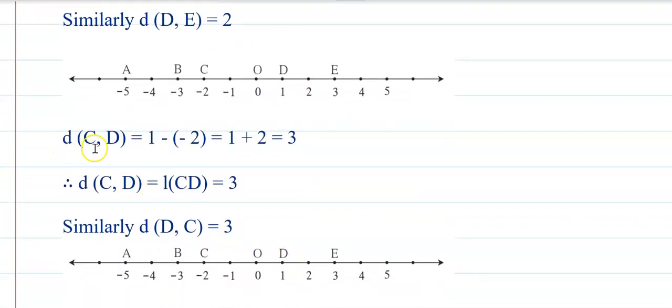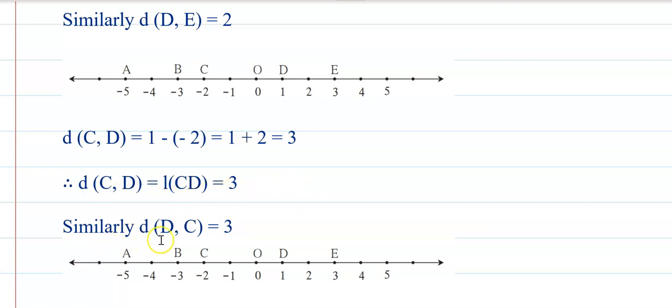Next, distance CD, that is, to find the distance between C and D. Now D denotes the point 1 and C denotes minus 2. Which is the greater one? 1 is the greater one. So from 1 we subtract minus 2, that is 1 minus in bracket minus 2. Now this minus minus will become plus. Therefore, the distance CD is equal to 3, the length CD is equal to 3.